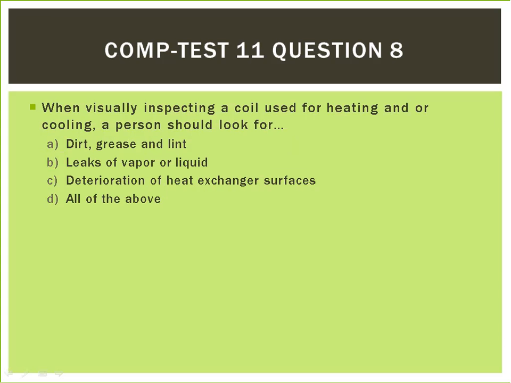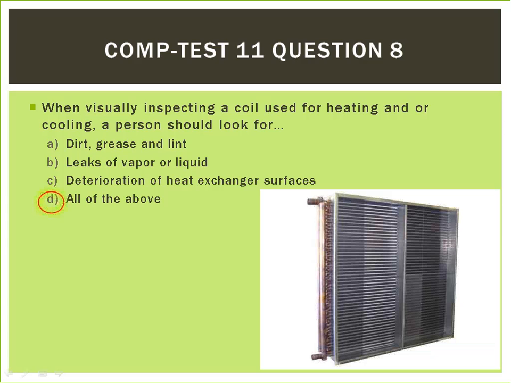Comp Test 11, question number 8. When visually inspecting a coil used for heating and or cooling, a person should look for: A, dirt, grease, and lint; B, leaks of vapor or liquid; C, deterioration of heat exchanger surfaces; or D, all of the above. Answer D is the best answer here because answers A, B, and C are all correct. When visually inspecting a coil, a person should look for dirt, grease, and lint, but also should be looking for leaks and deterioration of heat exchanger surfaces.